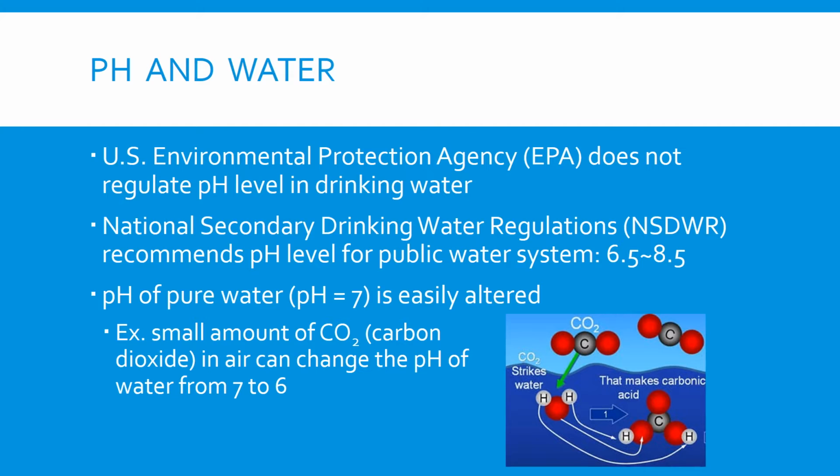Now, pure water, which has no contaminants like minerals, has a pH level of 7. Pure water is extremely sensitive to even the slightest amount of acid and base. For example, carbon dioxide in the air can react with pure water and change the pH level from 7 to 6.